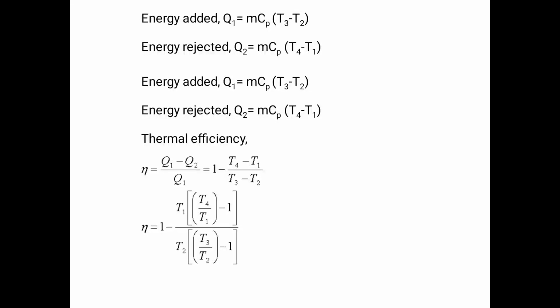From this simplification of the eta equation, we take the T1 value common outside, and we get eta equal to 1 minus T1 into (T4 divided by T1 minus 1) divided by T2 into (T3 divided by T2 minus 1).